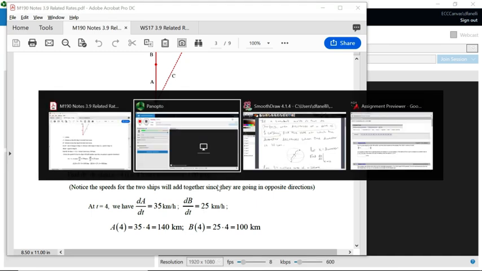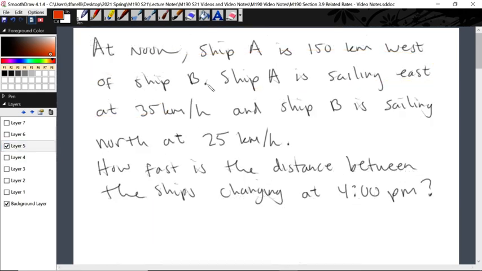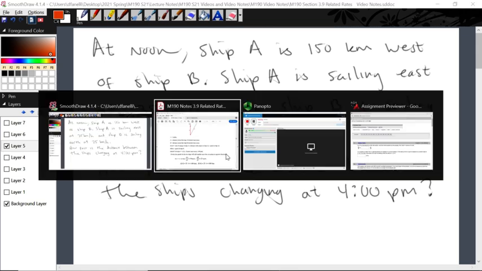Let's take a look at a slight variation of this exercise. Almost the same thing, but just a little bit different where the direction of travel is changed. Let's say at noon, ship A is 150 kilometers west of ship B, and ship A is sailing east at 35 kilometers per hour, while ship B is sailing north at 25 kilometers per hour.